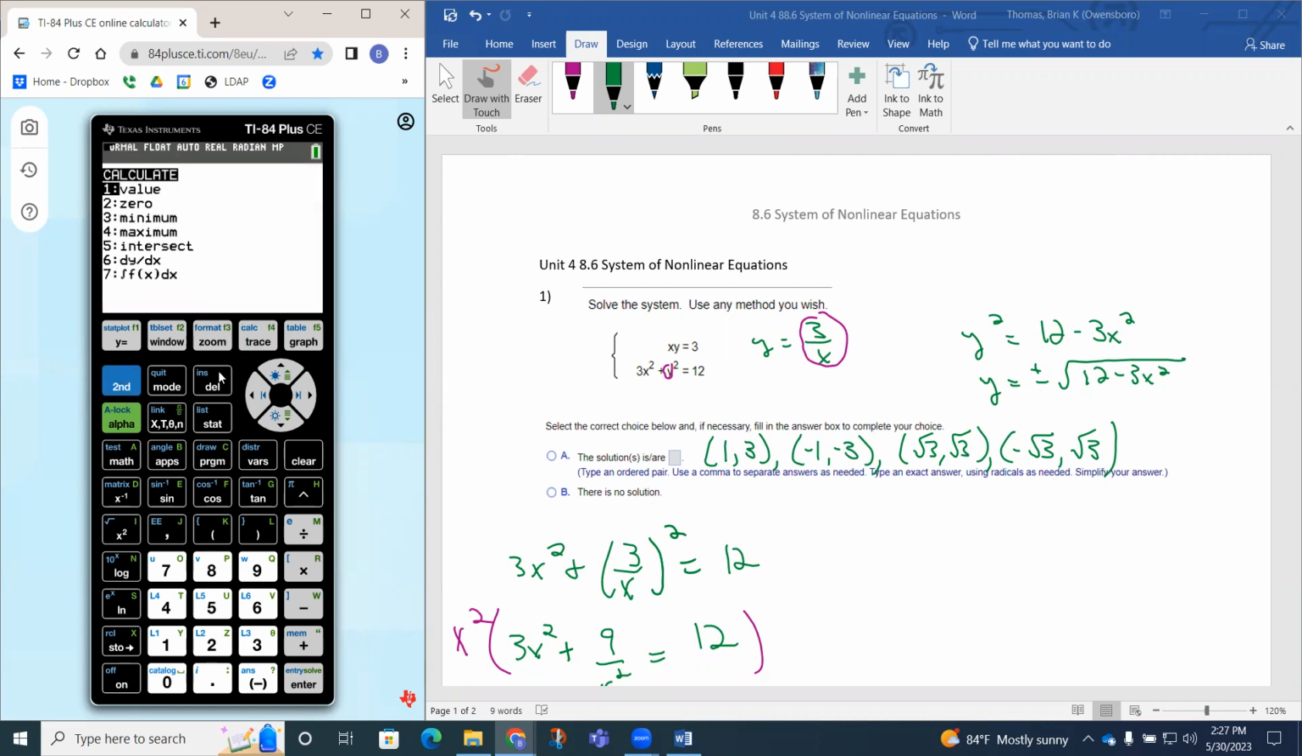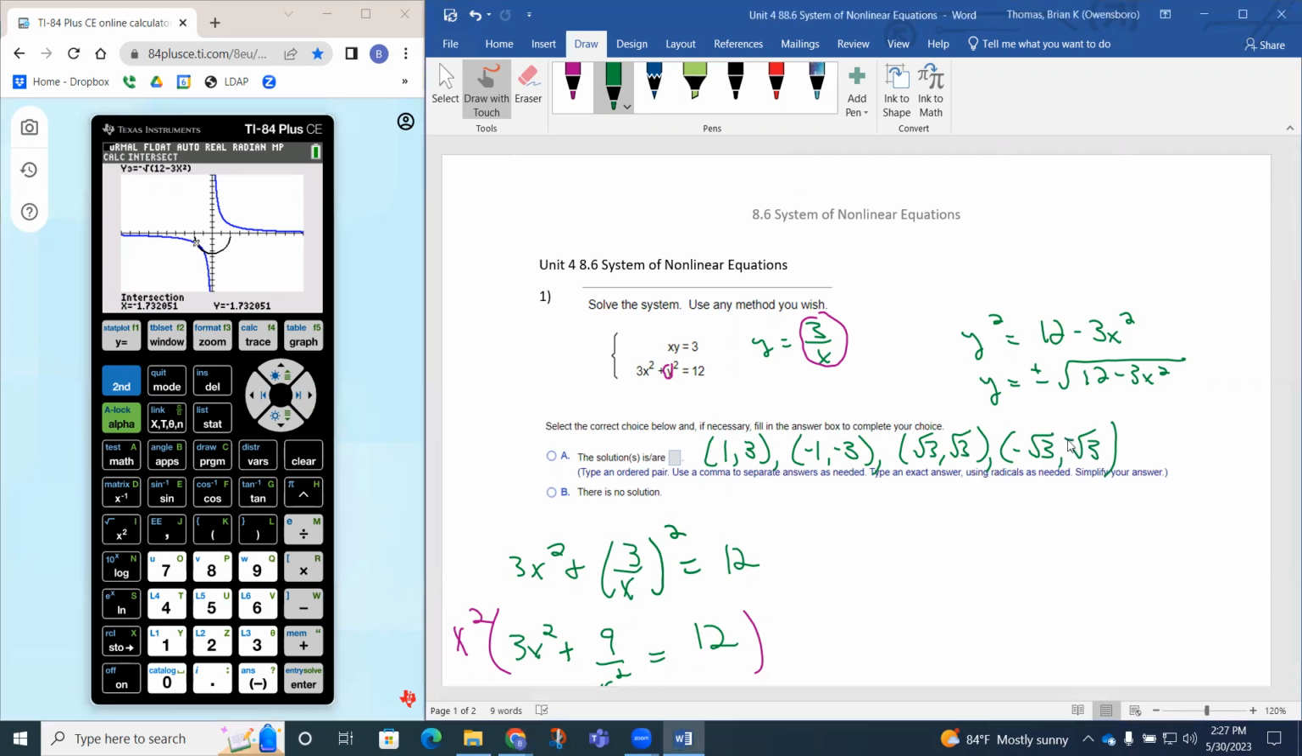Second calculate, 5. First curve, enter. Second curve, enter. Enter again. And notice that gives me -1.73, -1.73. I believe that's what we said the square root of 3 was. So I think that was this one here. I just forgot to put the negative there. So you can kind of see that.